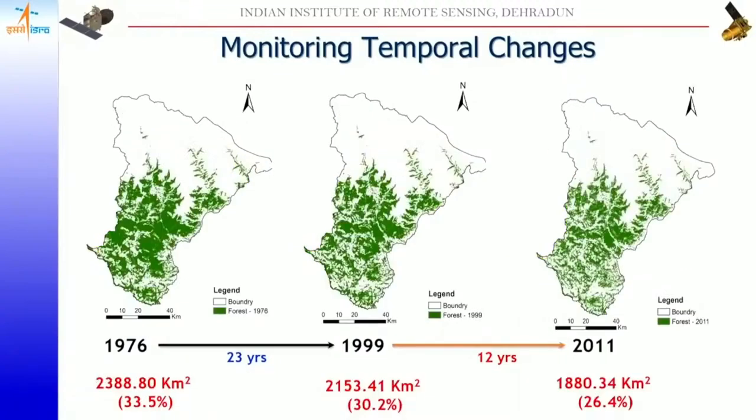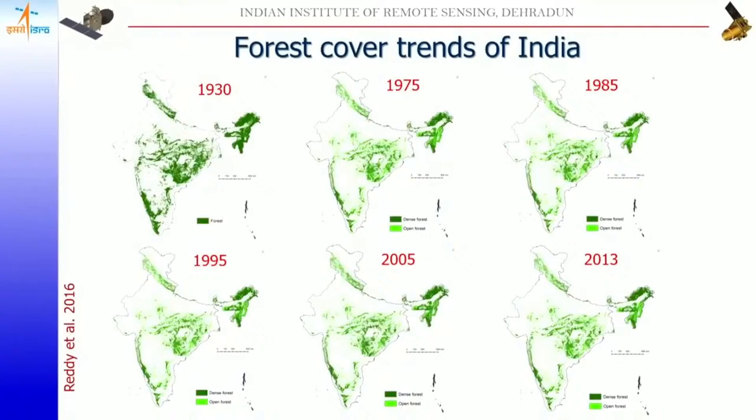This is an example of only the forest cover, how it is reduced from 1976 to 2011. You can see the patches distributed over the landscape. Based on time series data analysis, we can detect changes over the landscape. And in the countrywide exercise, from the 1930s to 2013, you can see a very sharp decline in forest cover over the Himalayan region, the northeast, central India, and also some parts of the Western Ghats.